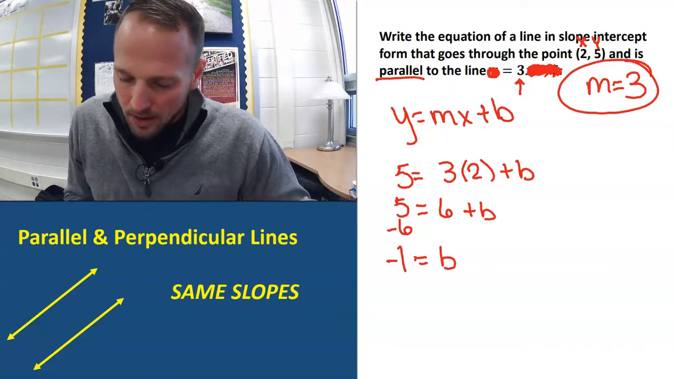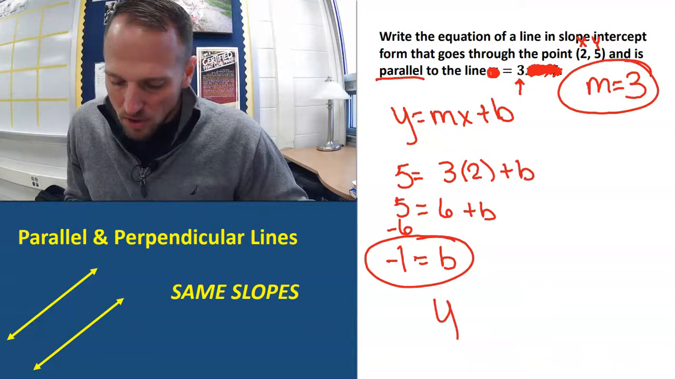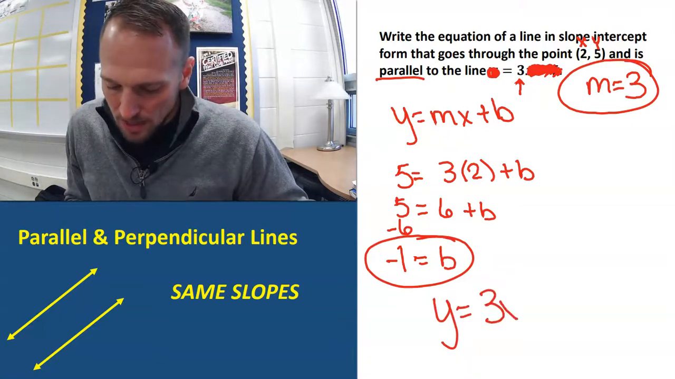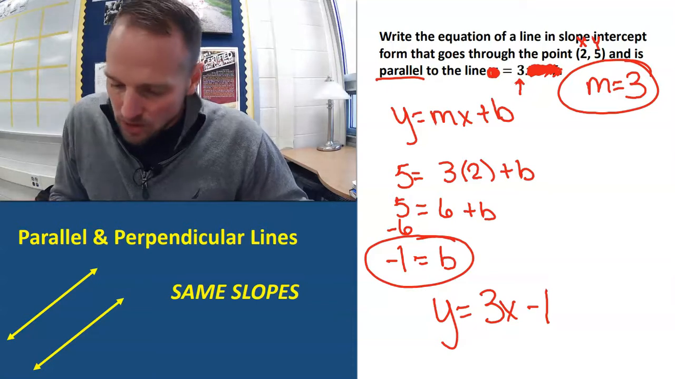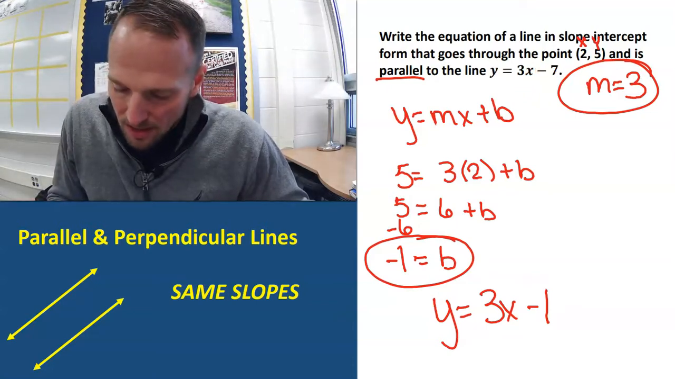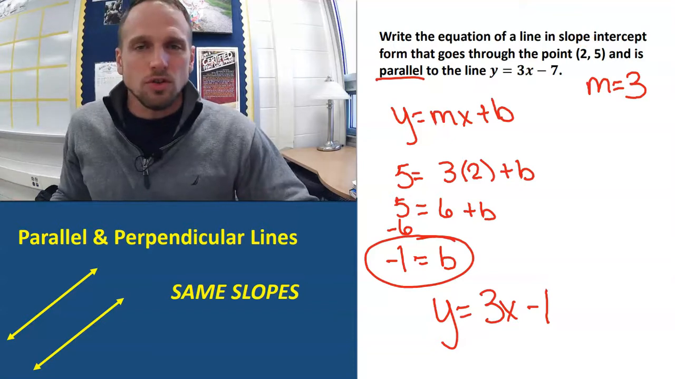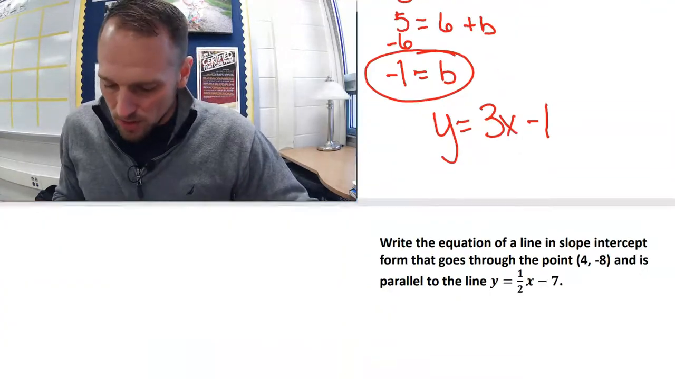So we know our m, we know our b. Let's write our equation: y equals 3x minus 1. Okay, that is the equation of the line that's parallel to y equals 3x minus 7 and goes right through the point (2, 5).